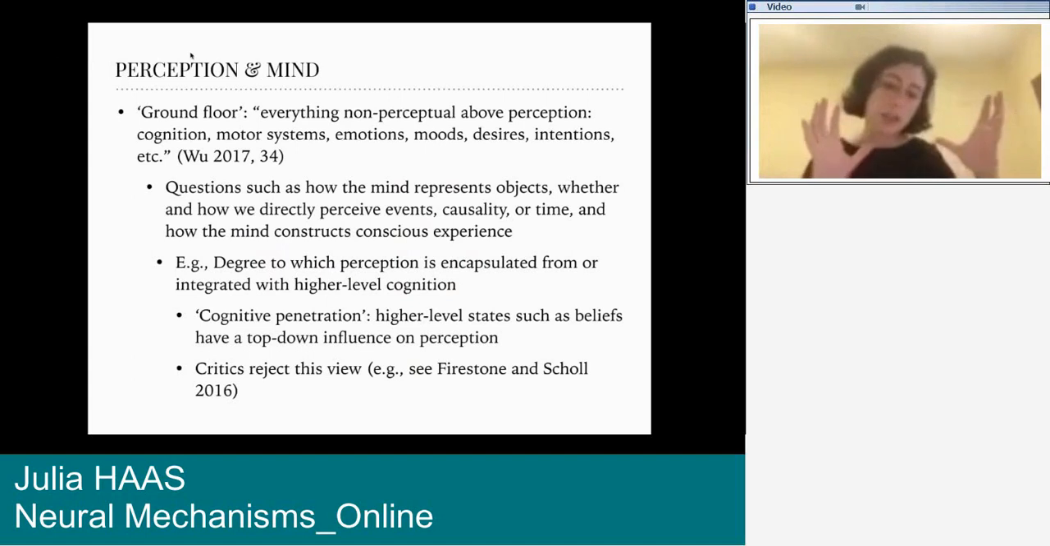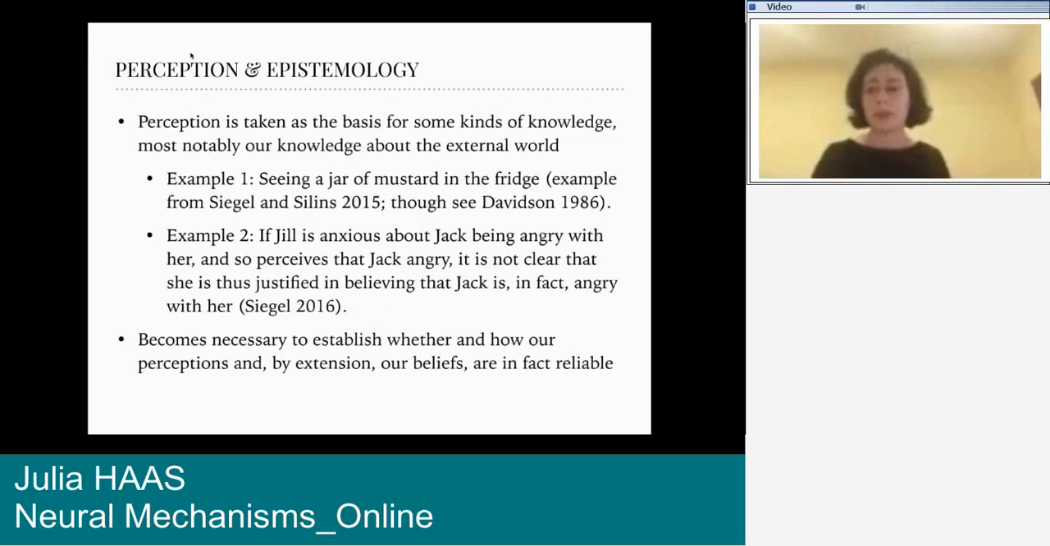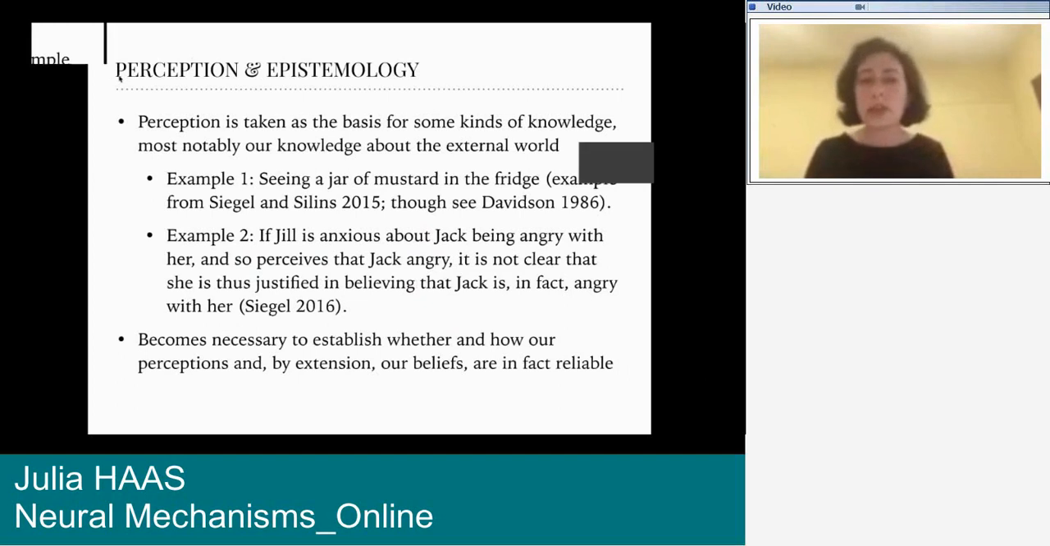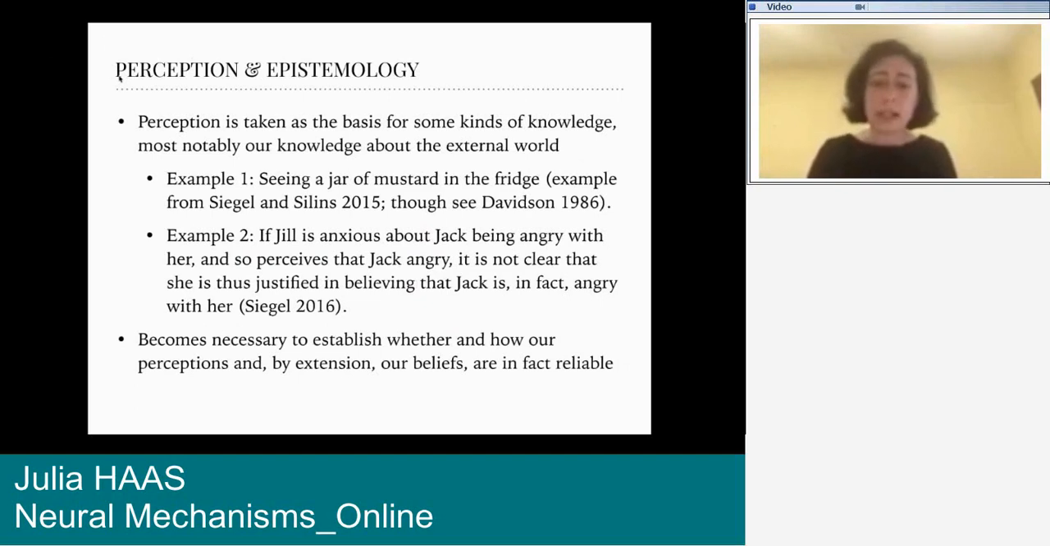That's one general area in which philosophers are interested in perception, but it's closely related to the other, which is epistemology. Perception is really important from the perspective of epistemology because perception is taken to be the basis for many kinds of knowledge, particularly our knowledge about the external world. In some cases, this can be trivial. If you take these two examples from Susanna Siegel, in the first case, if I see a jar of mustard in the fridge, then I have pretty good rational grounds for also believing that there is a jar of mustard in the fridge.